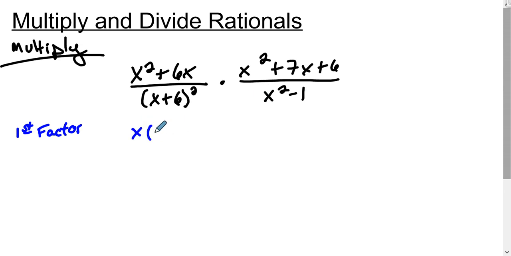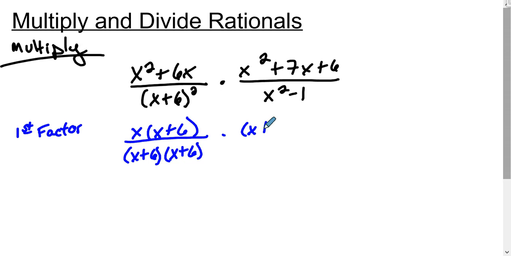So we're going to factor out the x, and we're left with x plus 6. In the denominator, I'm just going to write 2 of those out, because that's what it means to square it. So x plus 6 times x plus 6. In the top, we do our diamond and box. So that's x plus 6 and x plus 1, because our product is 6 and sum is 7. And then the bottom, it's the difference of 2 squares. So x minus 1, x plus 1.